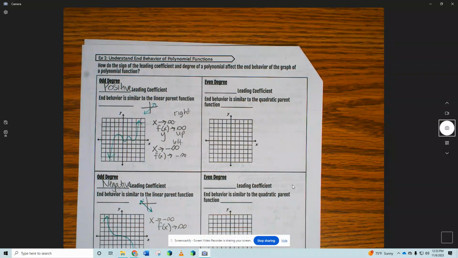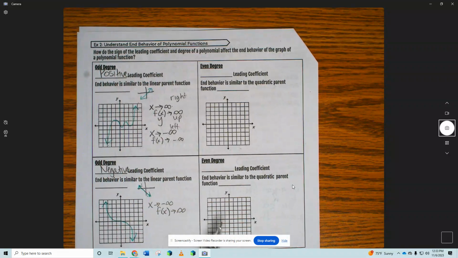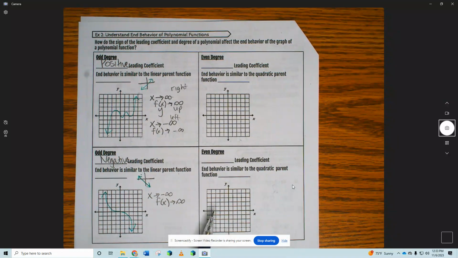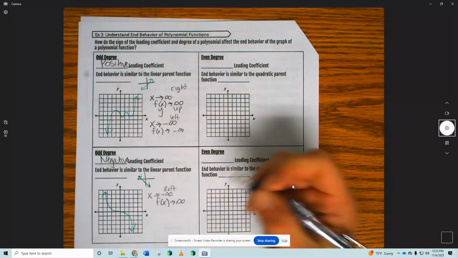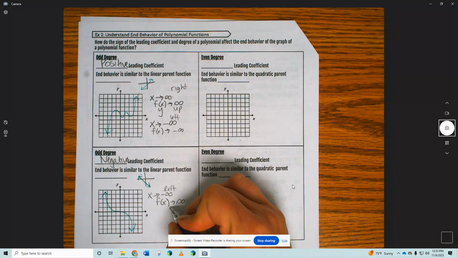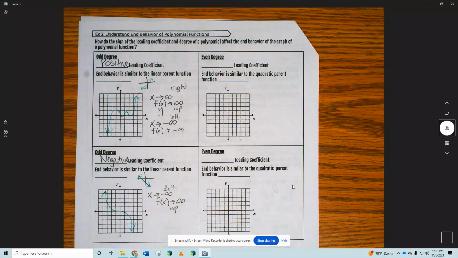Okay. Allergies. Odd, negative. X left, y up. Left up. That's one of the arrows. What's the other arrow doing? Down right.